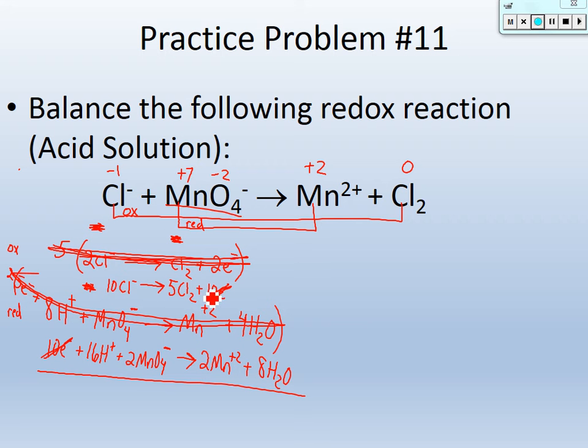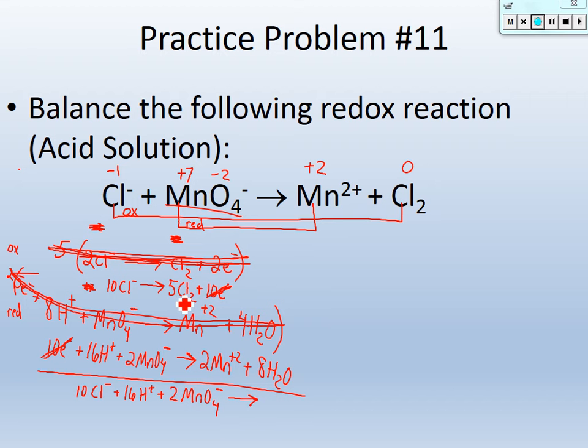So I'm going to take this one and add it to this one. So what do we have on the left side? Don't we have 10 Cl minuses plus 16 H pluses plus 2 MnO4 minuses? Don't forget to bring the charges with it, guys. That's everything on the left.